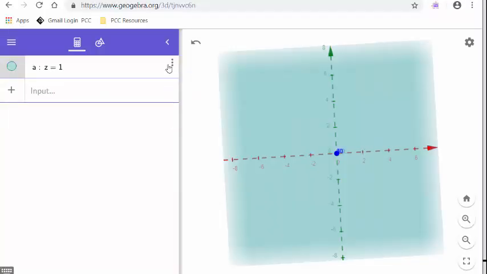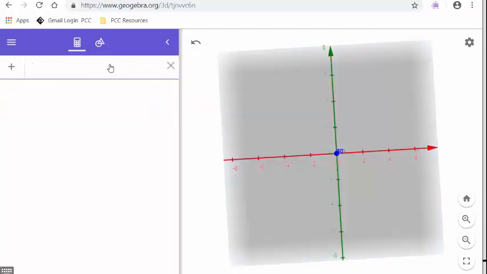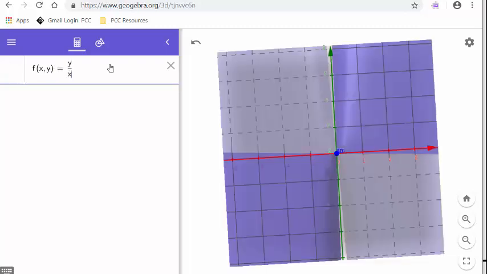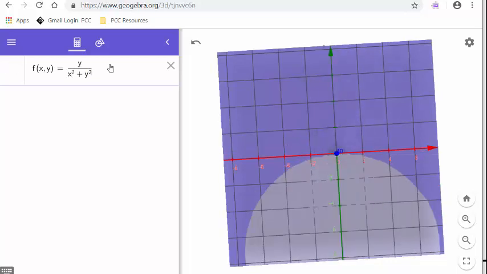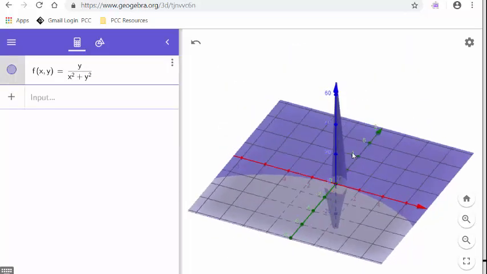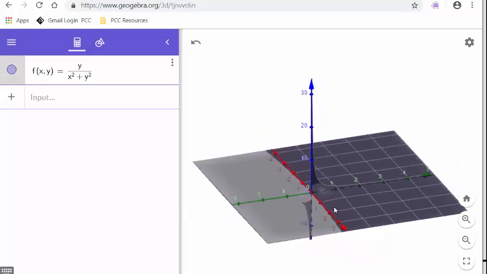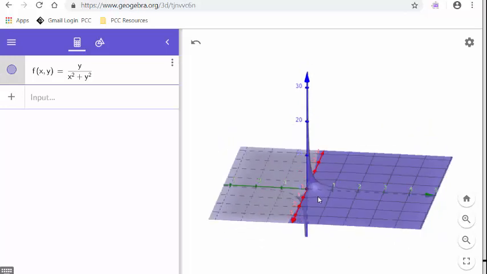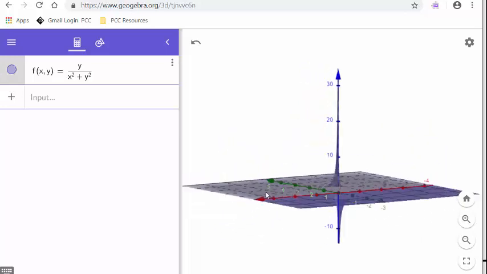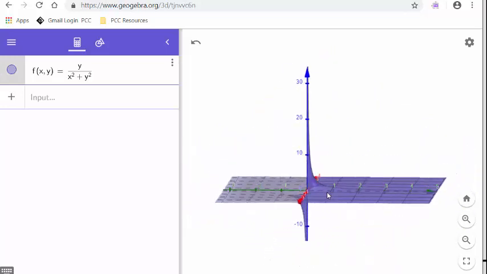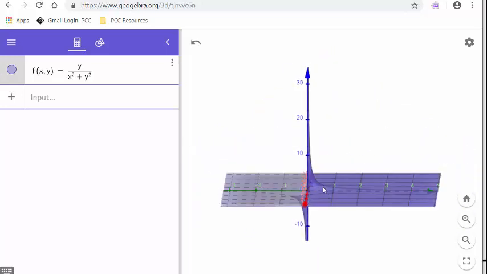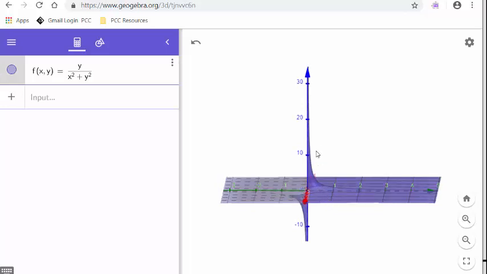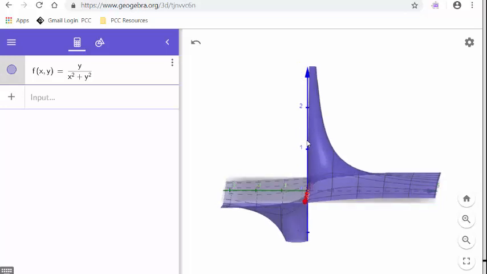Close out my previous ones. So f of x comma y equals, get a fraction here, y over x squared plus y squared. So we see these concentric circles. It's almost hard for GeoGebra even to get a good idea of what this is looking like. But we get elevations of, oh, I want to move my z. Here we go. This gives us a little bit better picture of what's going on.